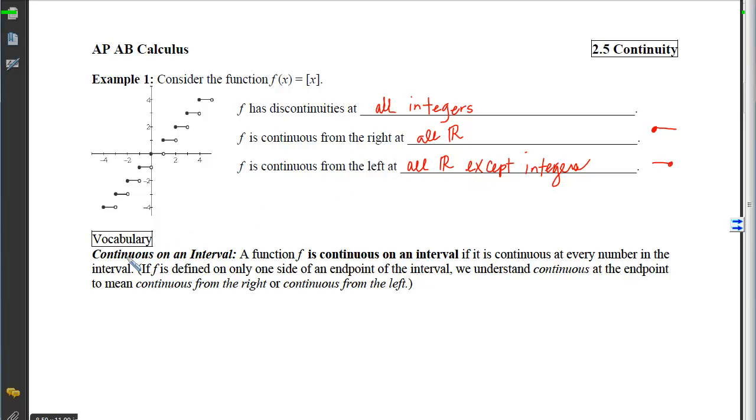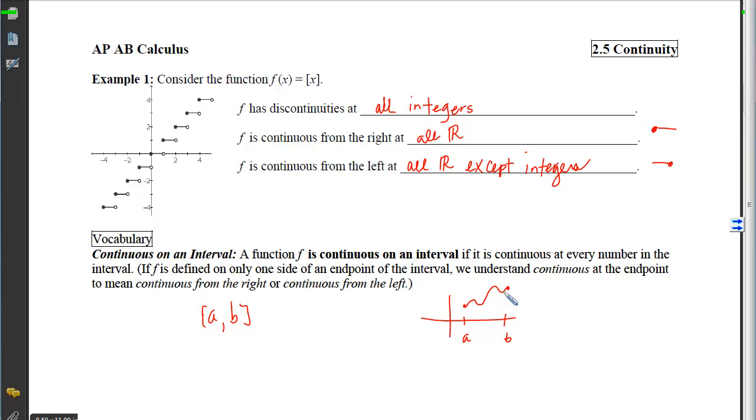So the next vocabulary is continuity on an interval. We can say that a function f is continuous on an interval if it's continuous at every number in the interval. In other words, let's say I have an a and I want to get to b, that means graphically from a to b, I don't ever pick up my pencil. And as long as I don't pick up my pencil, here on the left I'm continuous from the right.